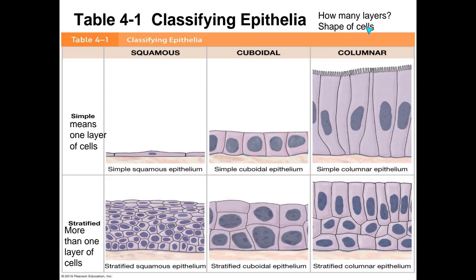The other way we classify is based on shape. There are three shapes that we use. It's either going to be squamous. Squamous means it is thin and flat shape. So the term squamous means thin and flat.